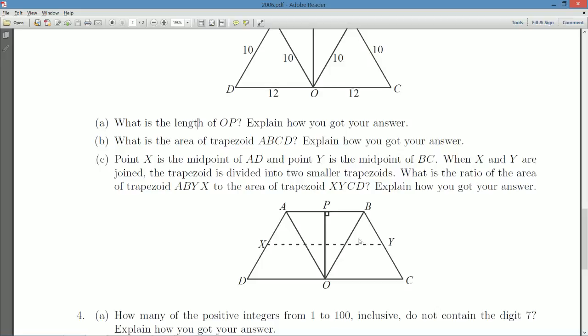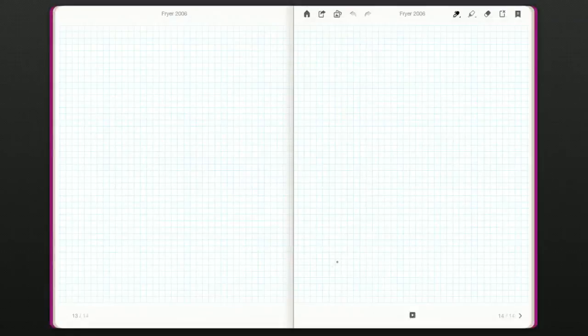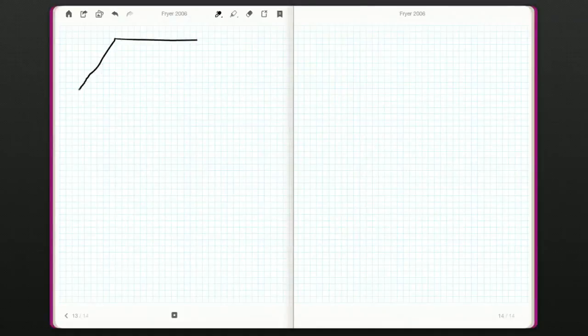So, in order for these to be trapezoids and not just any old quadrilateral, we know that AB is going to have to be parallel to XY, which is going to have to be parallel to DC. AB and DC are already parallel. And X and Y being midpoints, when this line intersects AO and OB, we should also get midpoints. And I think that should be the key to solving this. Alright, so let's redraw our picture and add in X and Y.